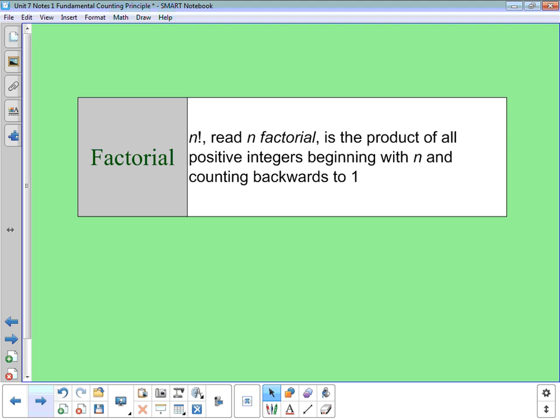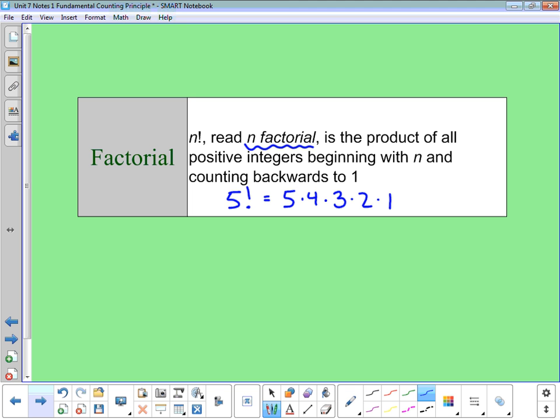brings us to factorial. When we look at the word factorial, we're looking at n with an exclamation point. That doesn't mean n, like you're really excited about n. How we read that is n factorial. N factorial is the product of all positive integers beginning with n and counting backwards to 1. So for example, 5 factorial means 5 times 4 times 3 times 2 times 1. When I find the product, it's equal to 120. So 5 factorial equals 120.